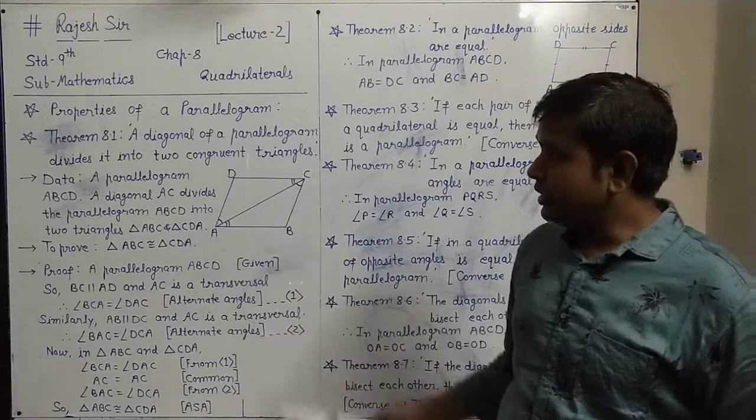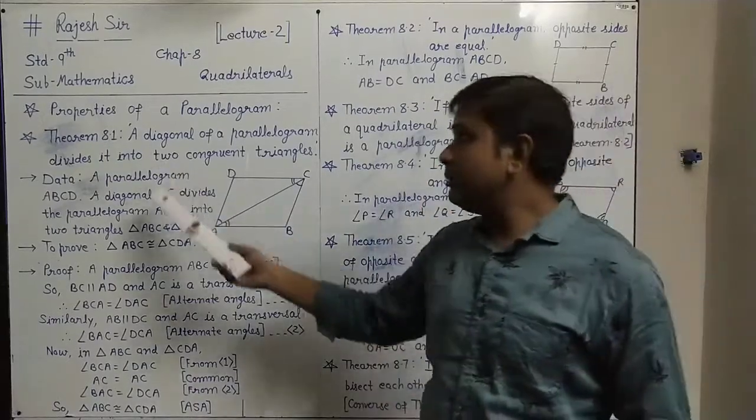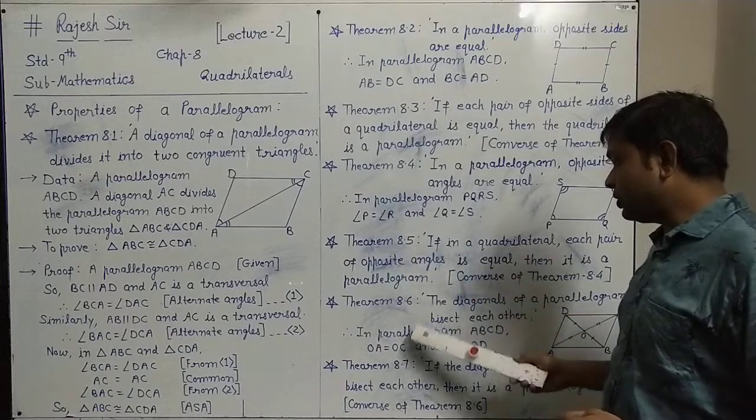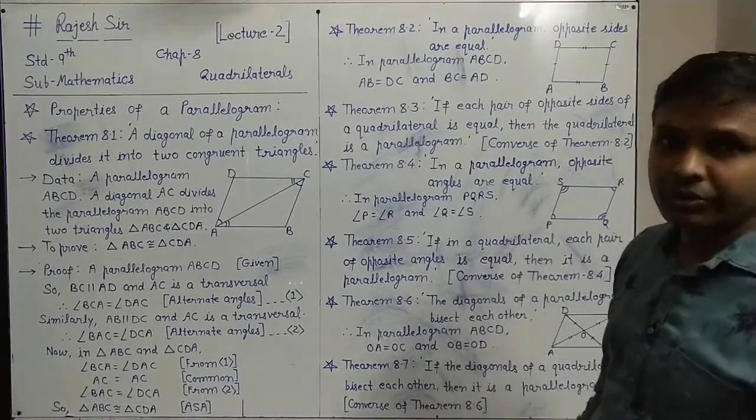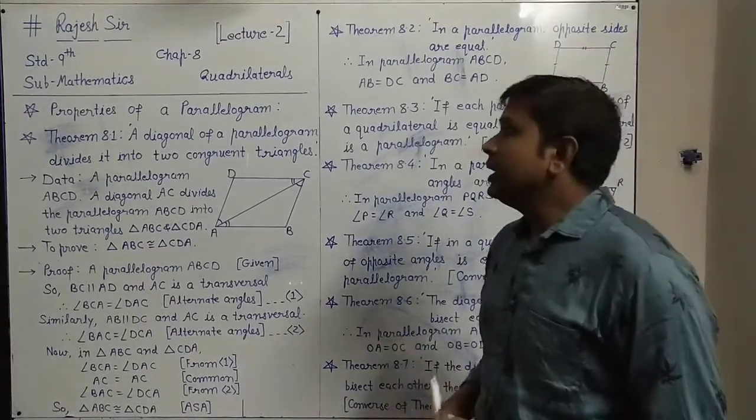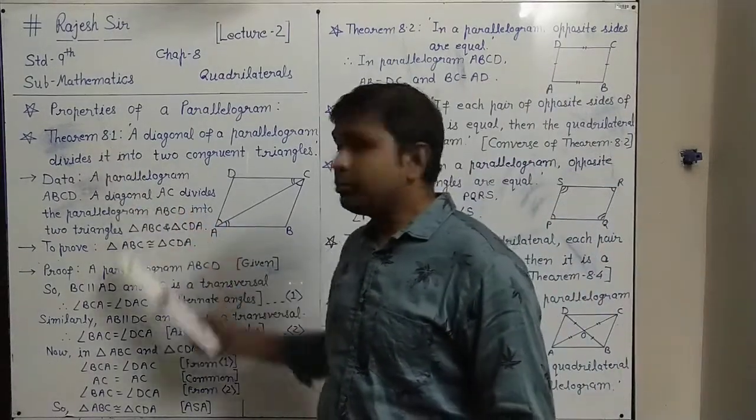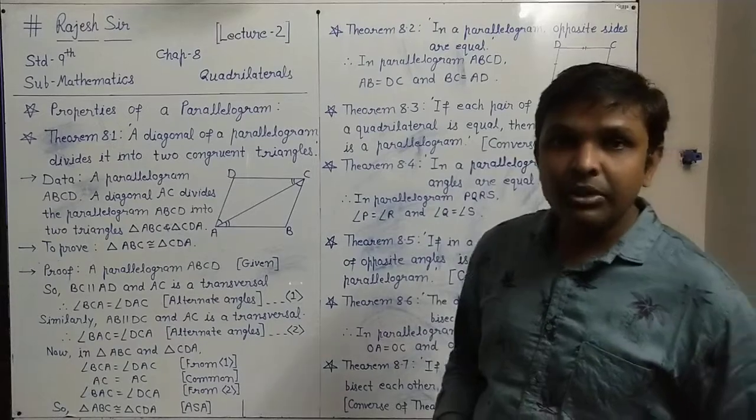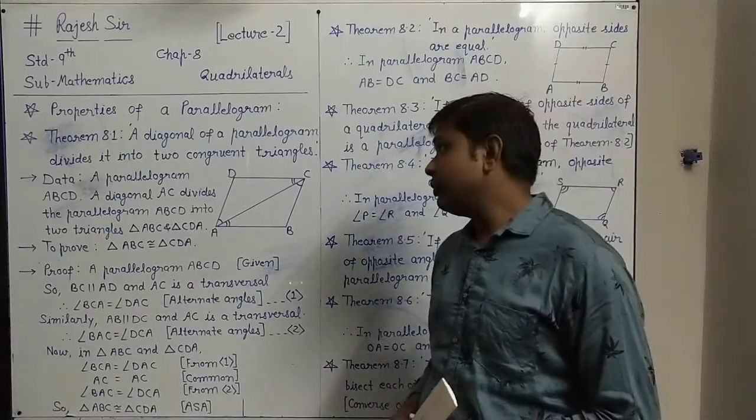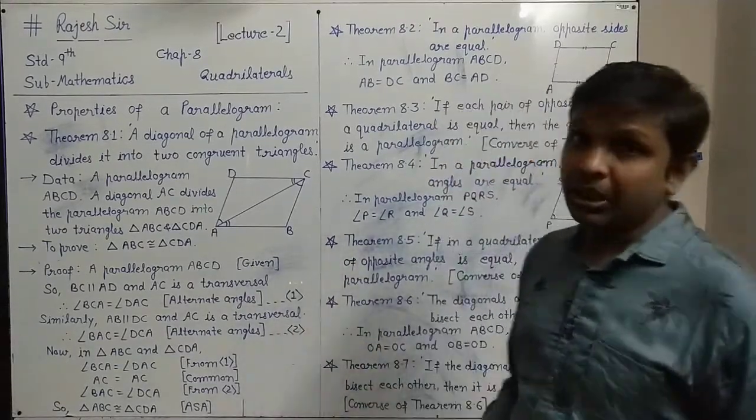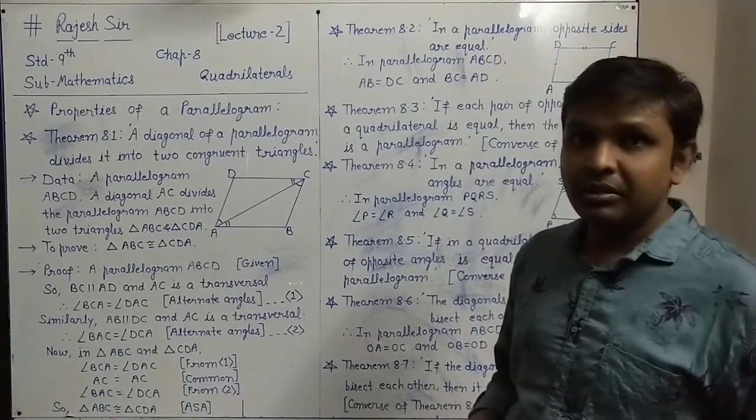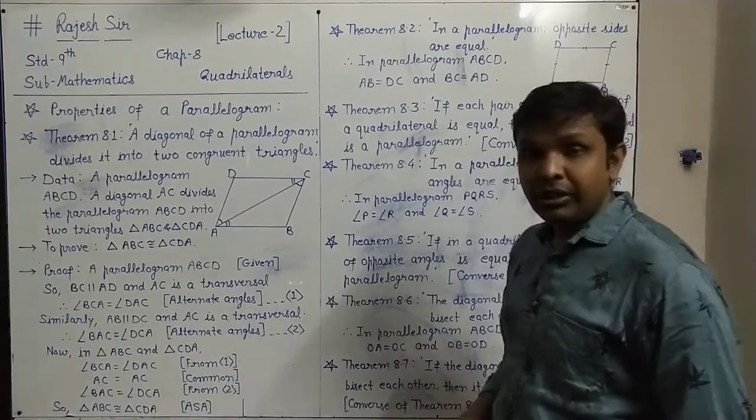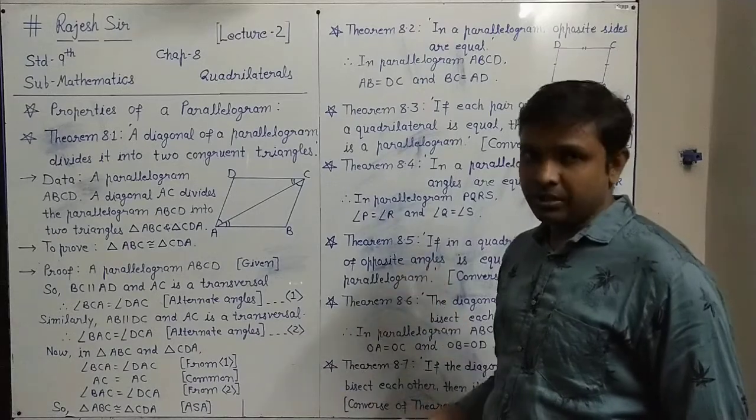in the form of theorems. So theorem 8.1, 8.2, 8.3, 8.4, 8.5, 8.6 and 8.7. We have 7 theorems here. The first theorem is given with its proof in the textbook, and it is also asked in the examination. So from the exam point of view, it is a very important theorem. It may carry 2, 3 or 4 marks. So learn it carefully and prove it.